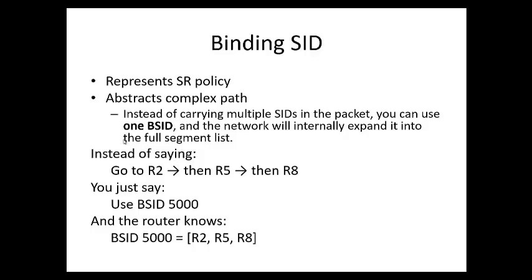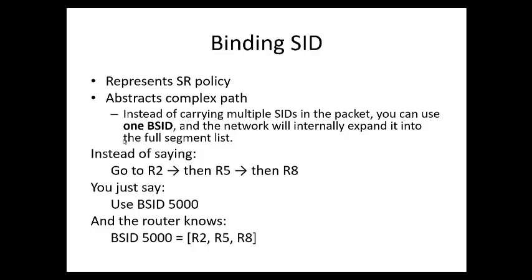So binding SID is used for what? To abstract the complex path. Instead of carrying multiple SIDs in the packet, you can use one binding SID, and the network will internally expand it into the full segment list. So that full segment list we need not give.